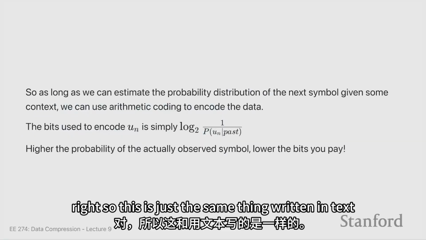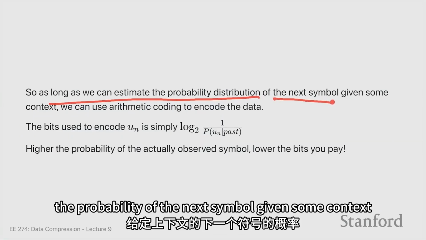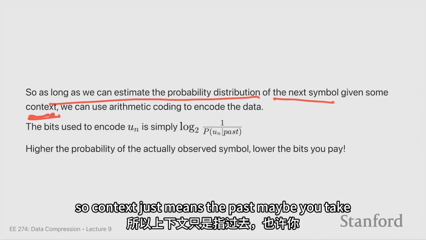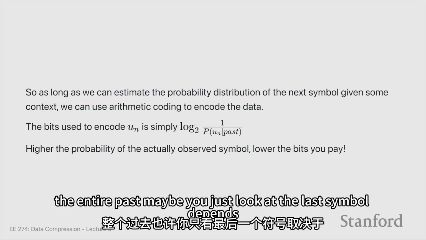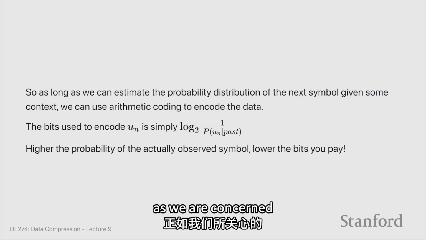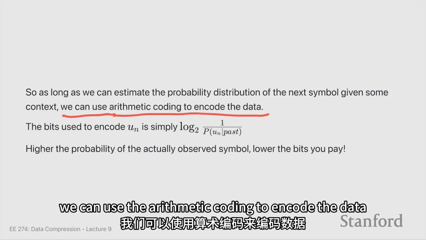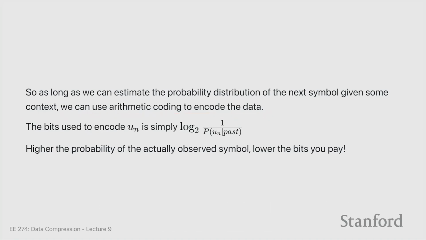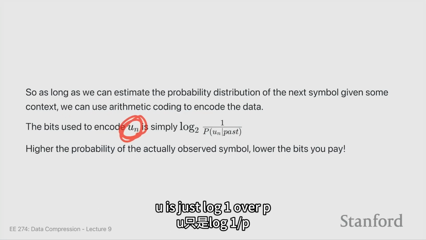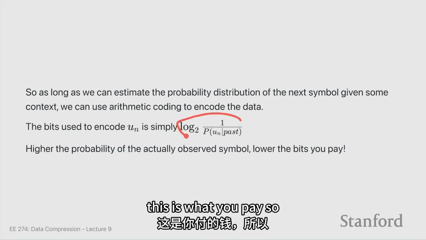Right, so this is just the same thing written in text. As long as we can estimate the probability of the next symbol given some context, where context just means the past, maybe the entire past, maybe just the last symbol, depending on the model, the model can be anything as far as we are concerned. We will look at some specific models shortly. We can then use arithmetic coding to encode the data, and the number of bits used to encode U is just log 1 over P. This log rule, the rule of thumb we have been seeing, is what you pay.